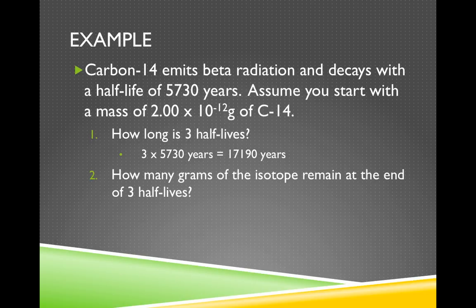The second question we're going to talk about is, how many grams of the isotope are going to remain at the end of these 3 half-lives? So again, for each half-life, you are going to halve your sample. So basically our sample is going to be halved 3 times. So you're going to do 2.0 times 10 to the negative 12th, and multiply it by half 3 times. So your total is going to be 0.250 times 10 to the negative 12th grams. So after 17,190 years, you are only going to have 0.25 times 10 to the negative 12th grams of carbon-14 remaining.